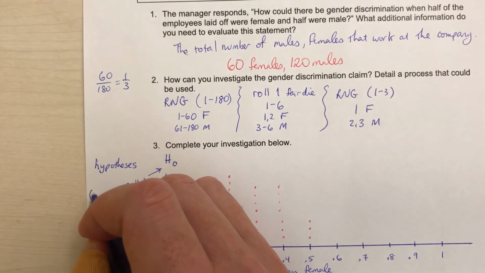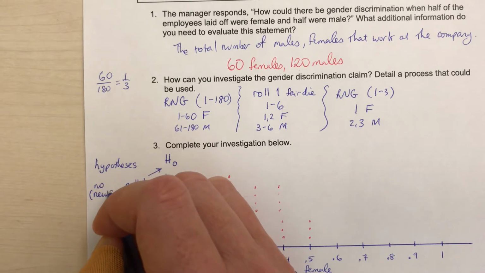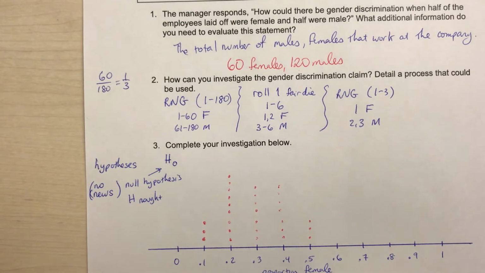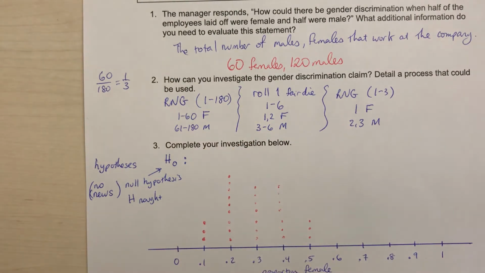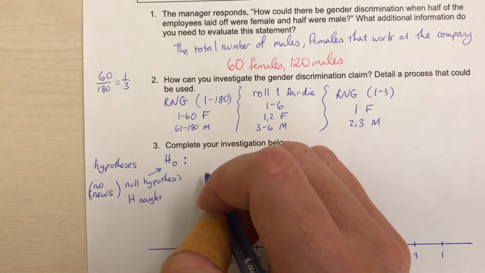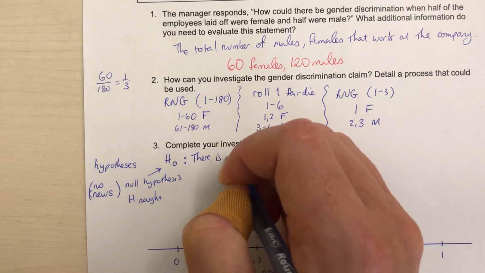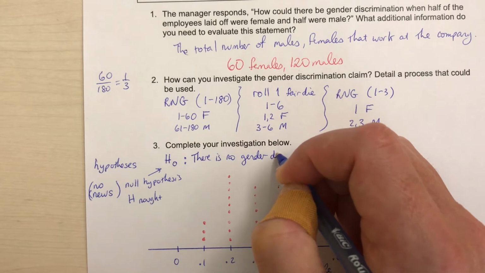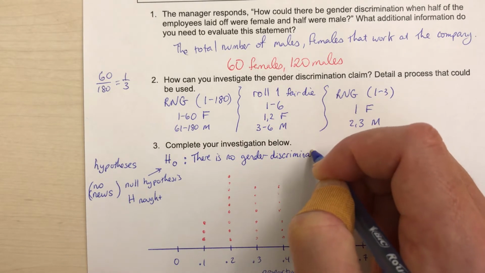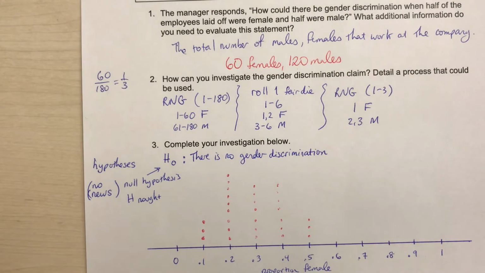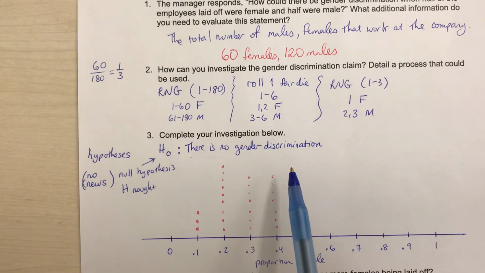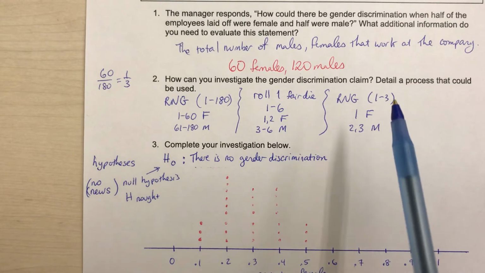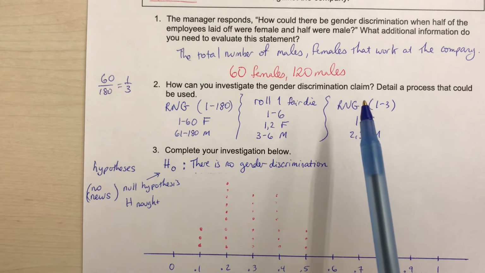But the null hypothesis is what we call no news. Nothing out of the ordinary is happening, so this is where we're going to start from. Our null hypothesis is that in this case, there is no gender discrimination. That would be the no news. That's not what we're trying to claim, but it is our starting point: there's no gender discrimination, and it just randomly happened that the proportion of females ended up being 0.5.